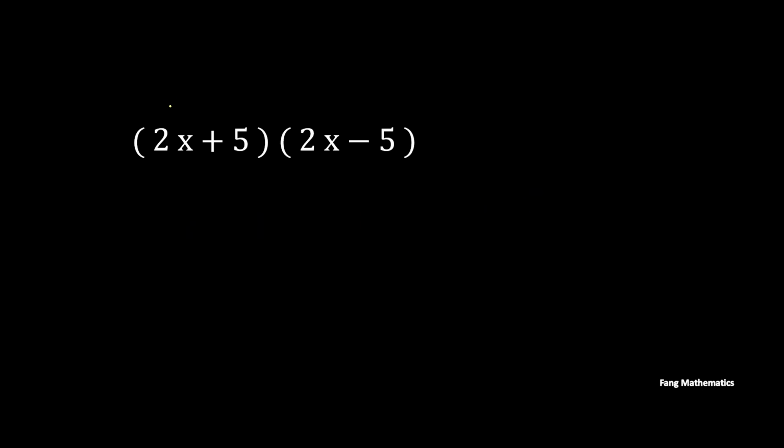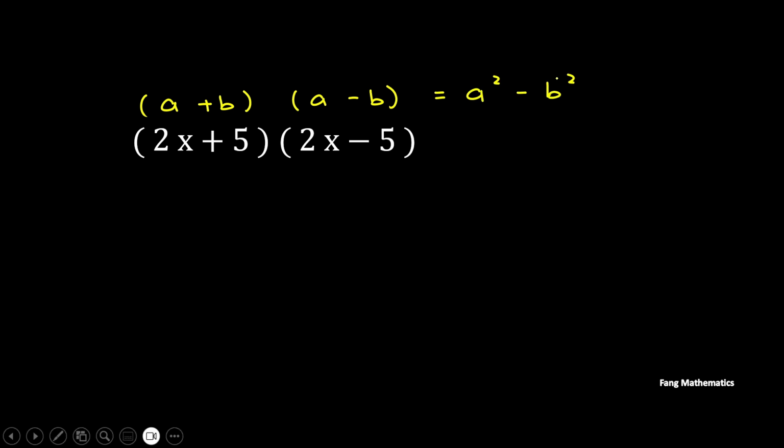Let's look at this example. This is indeed a difference of two squares, where you have a plus b multiplied by a minus b. So we are going to use the shortcut method. Let's first identify a and b. In this case, I believe your a here is your 2x. So in place of a, you put 2x.